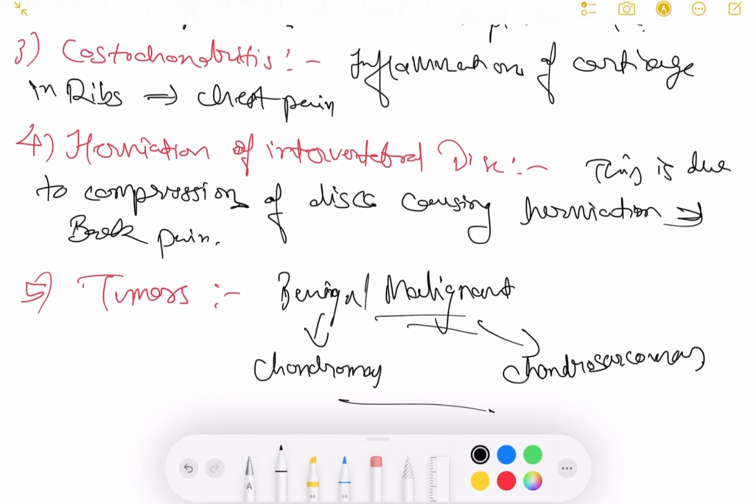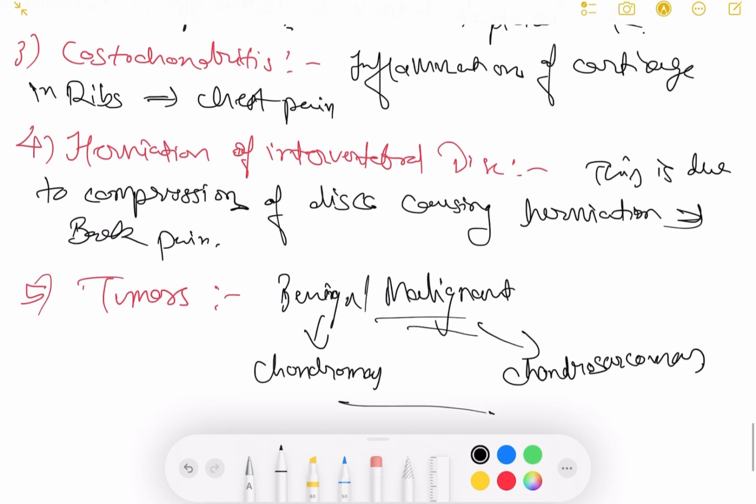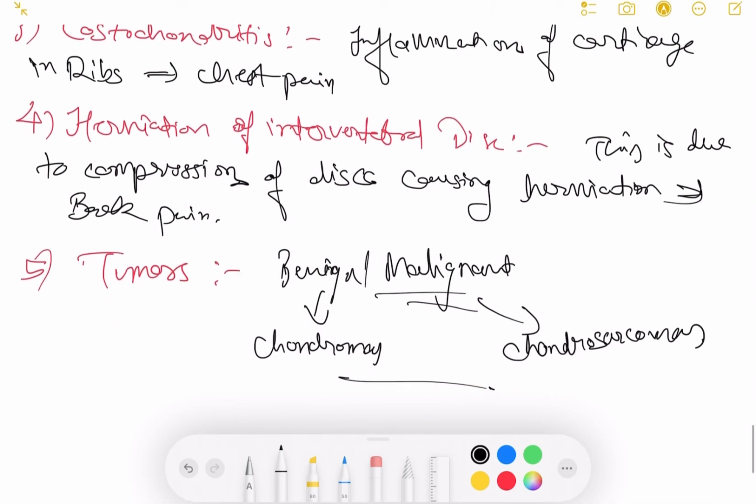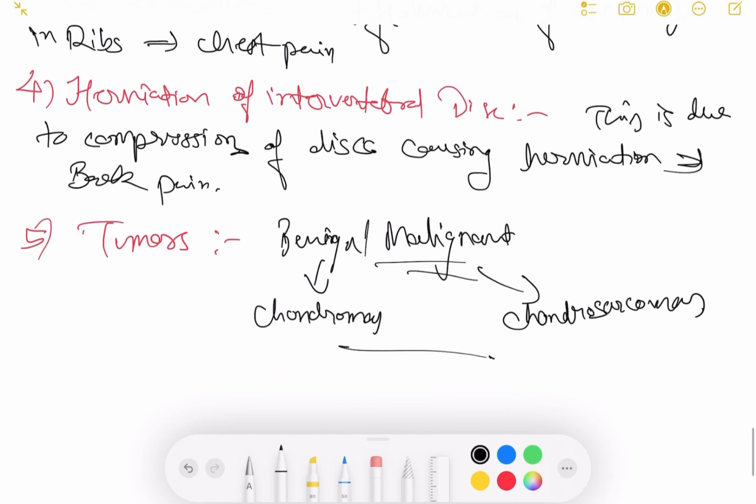So this was all about clinical application of cartilage. This was the last topic. So this is all about the cartilage which we discussed in detail. Now this you can write in the exams, as well as make notes from it.